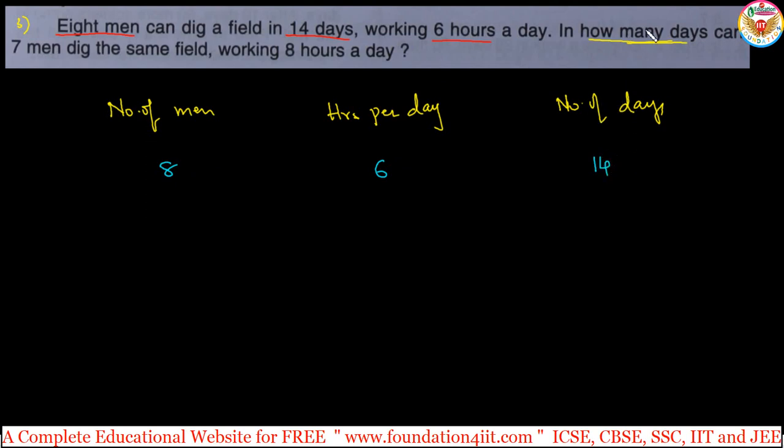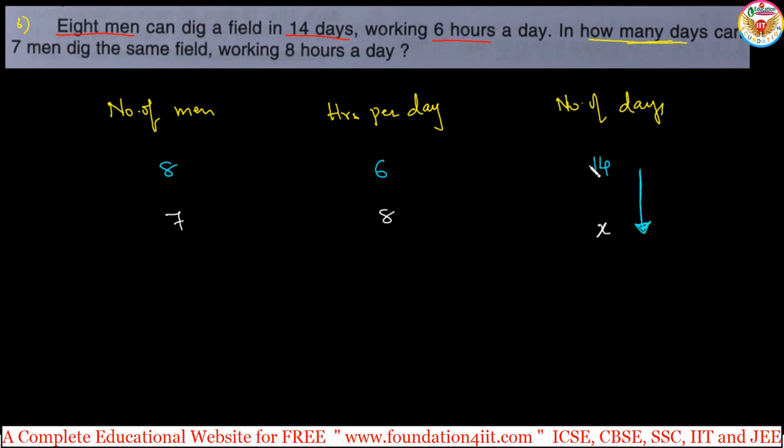Second line, how many days? Let it be x days. Can 7 men, same field, working 8 hours per day. So after writing like this, what you have to calculate, remember, make it the last line, last column. And the other two you can take here. Now the last one you can represent with the down arrow, top to down.